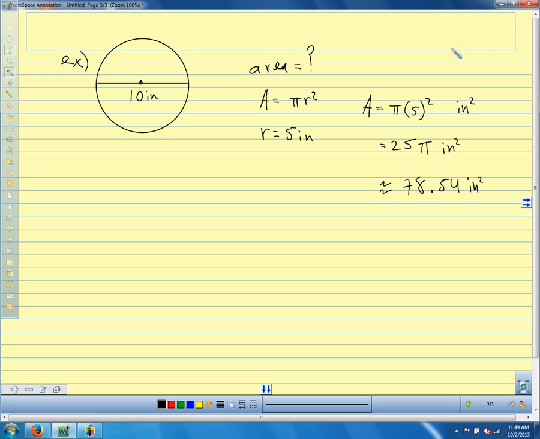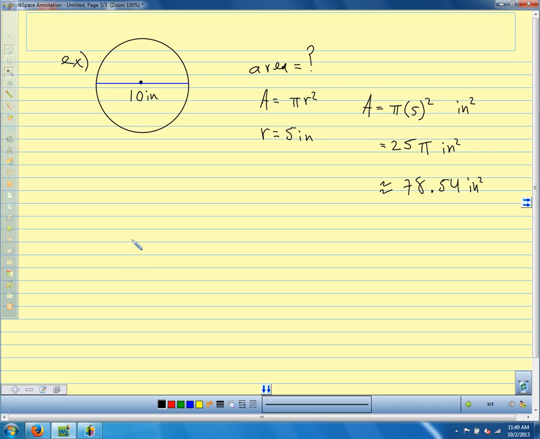Yes? Which way should we write it? Should we write it with the pi symbol, or? If the problem doesn't ask you, then either one would be fine. Sometimes the problem will say leave your answer in terms of pi, and then I would be looking for this. If it says approximate, then I would be looking for that. So if it doesn't say either one, then either one would be fine. Okay? All right.